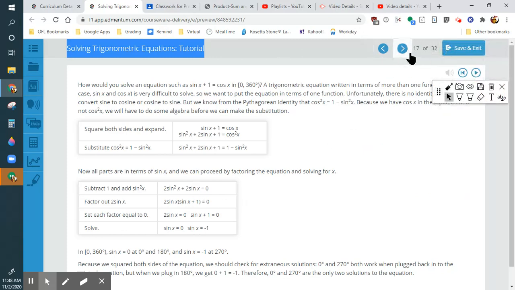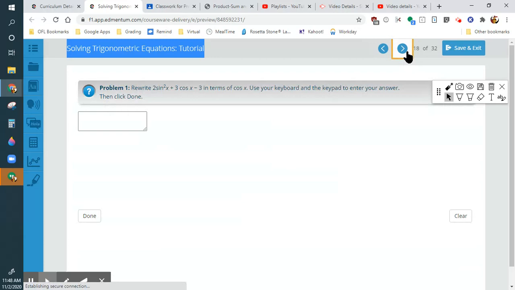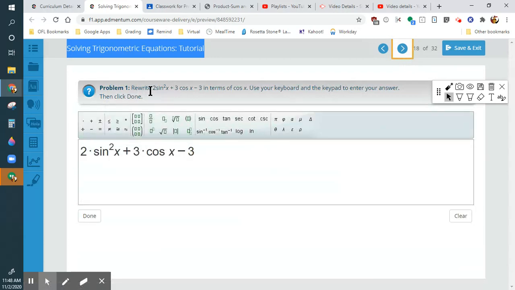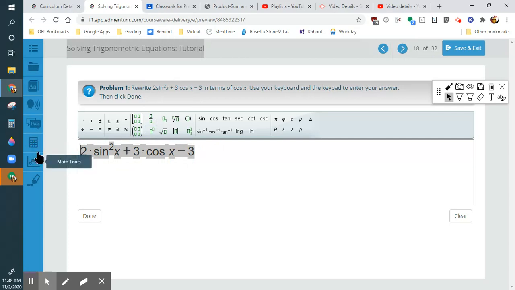All right, I at least want to get to an activity. Okay, so here's a problem here. Do I have it automatically on the answers? I didn't want the answers. Why did it answer it for me? Okay.